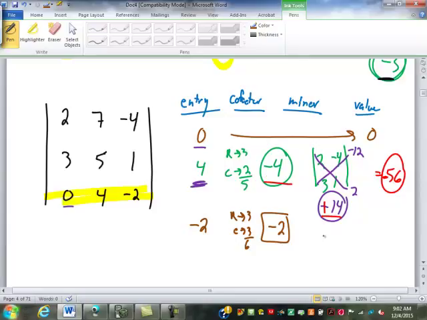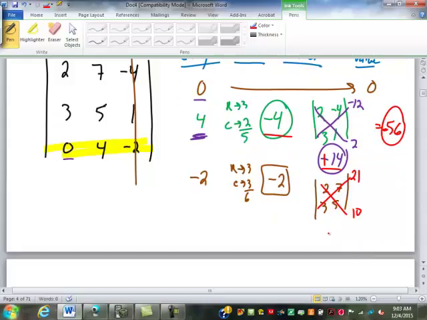So its minor. You got it. 2, 7, 3, 5. 2 times 5 is 10. 3 times 7 is 21. 10 minus 21 is -11. -2 times -11 is 22. -56 plus 22 is -34.